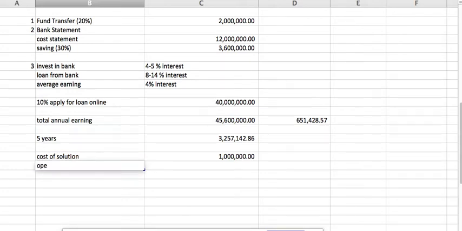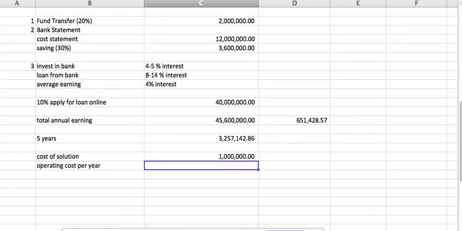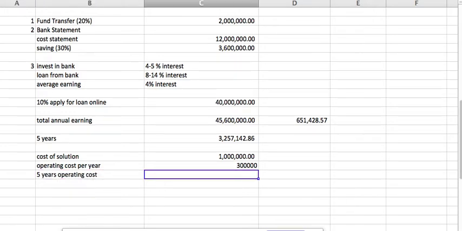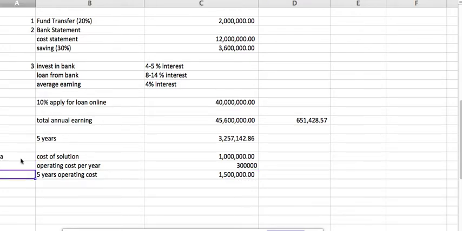Now the operating cost per year could be 300,000, considering 30%. Okay, now for 5 years, the operating cost could be this multiplied by 5. Okay, so that's what you are considering. So when you are talking about A and this is B, and here you are talking about earning, or maybe you can write it down as earning here.